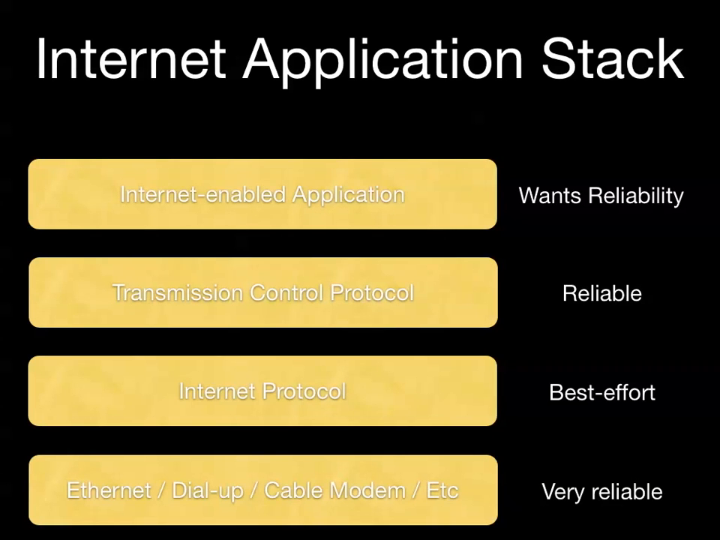If parts of a message are not received, TCP ensures that they'll get resent until they are received. And this makes a best effort network like IP work quite well. And it works quite well because we have highly reliable data link layers on our networks. So we have things like Ethernet or cable modems or Wi-Fi. They're all really, really reliable and tend to work all the time.